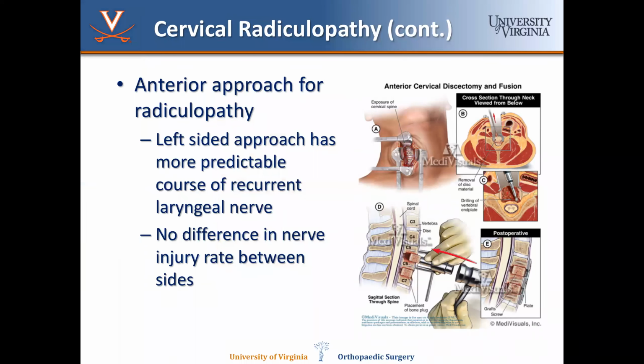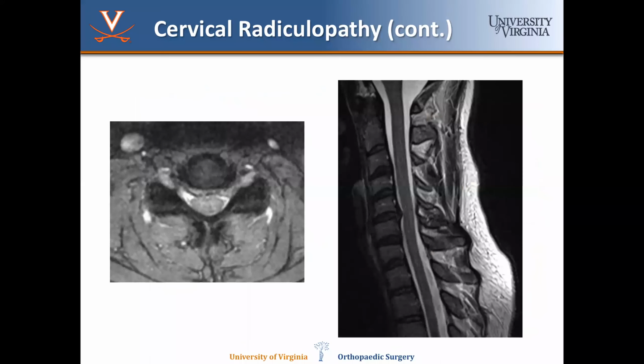So ACDF approach, you guys have both seen left side approaches with me and the other guys, and then a right side approach with Dr. Asanzada. They're equal in safety and efficacy. Traditionally, left side approaches have been quoted as a preferred reason due to the more predictable course of the recurrent laryngeal nerve. But again, multiple studies have shown there's no difference in nerve injury rates between left or right sided.